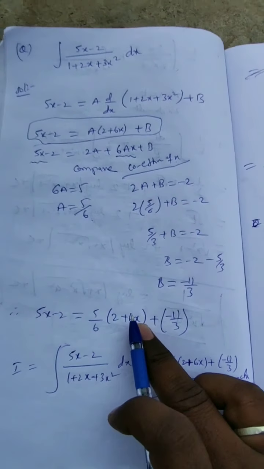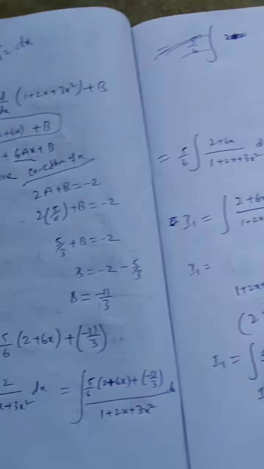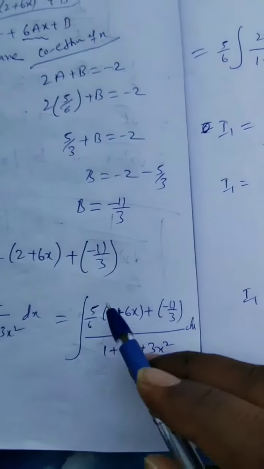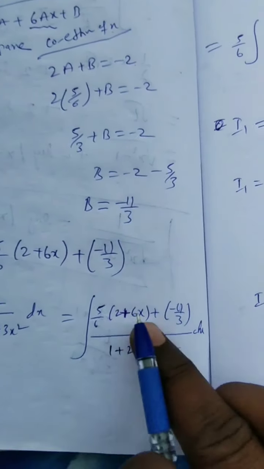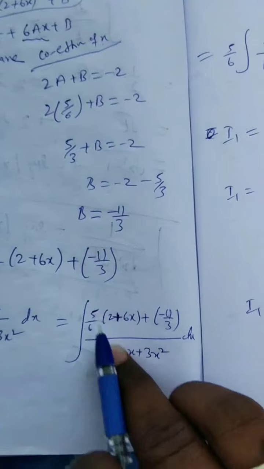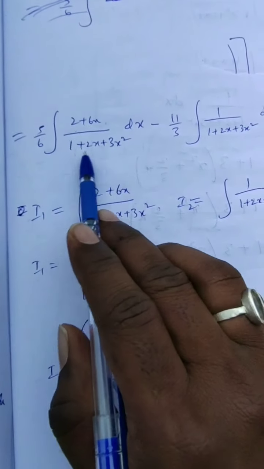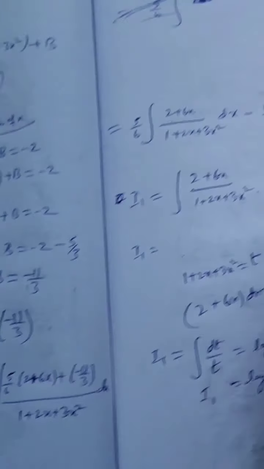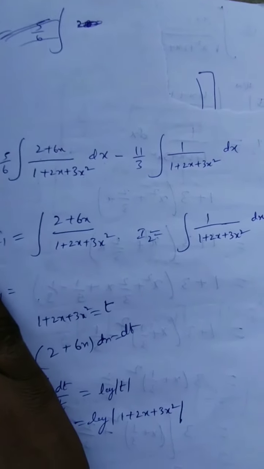To make it easier, this is a lengthy question, so have patience and listen. Now after writing this, I'll take out 5 by 6 and separate this. So what I get here: 5 by 6 integration of (2 plus 6x) upon (1 plus 2x plus 3x squared) dx, plus minus 11 by 3 integration of 1 upon (1 plus 2x plus 3x squared) dx.